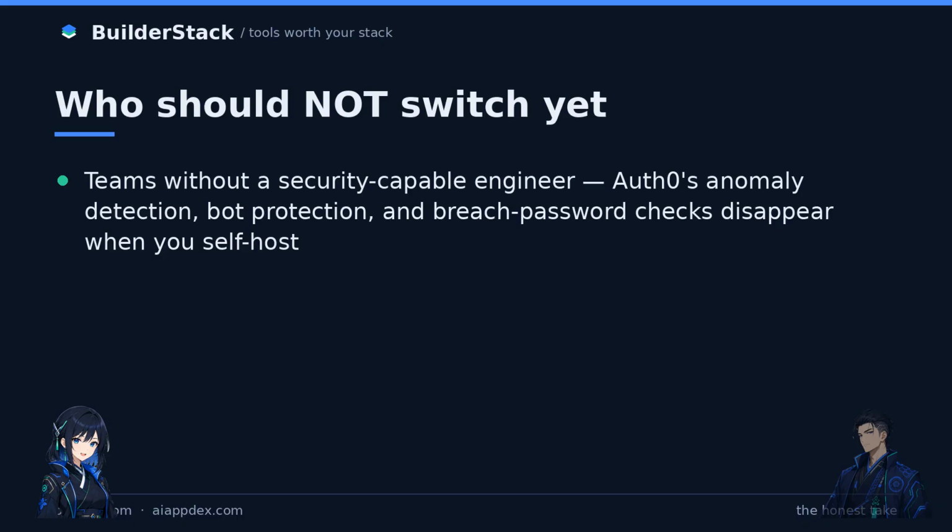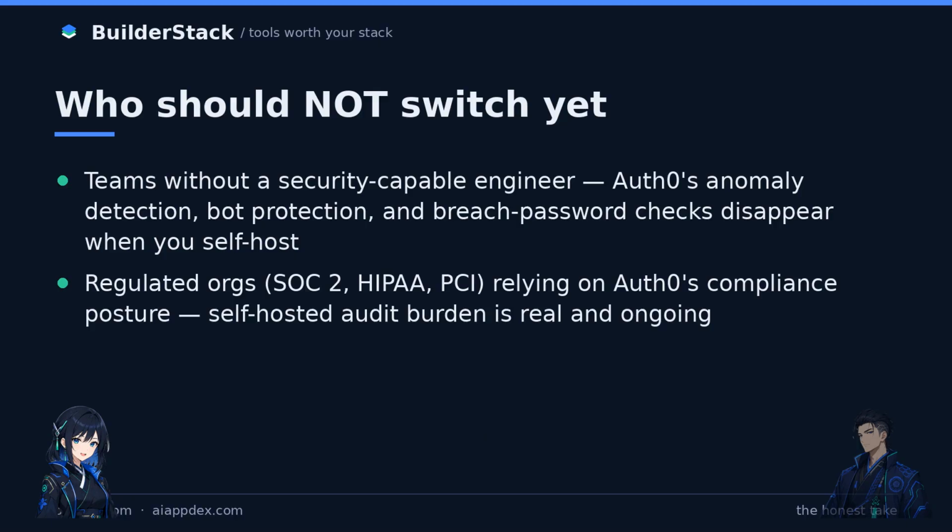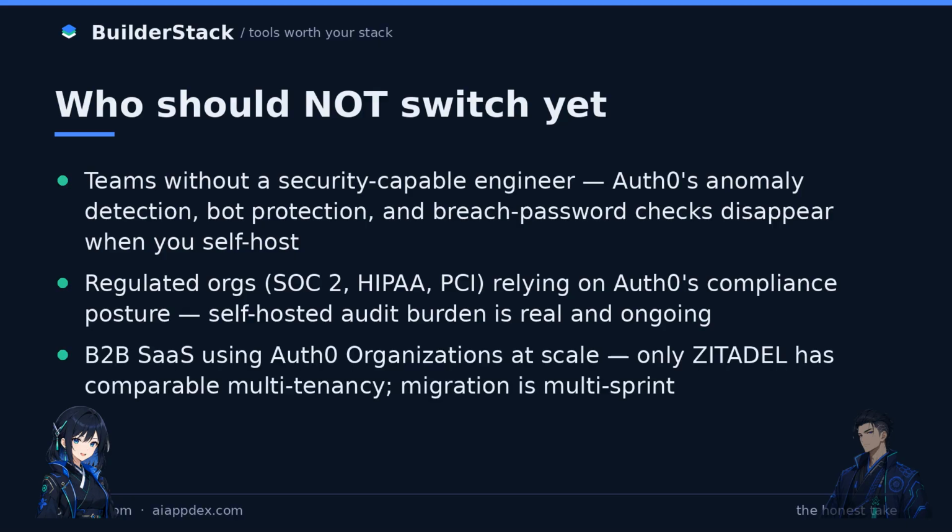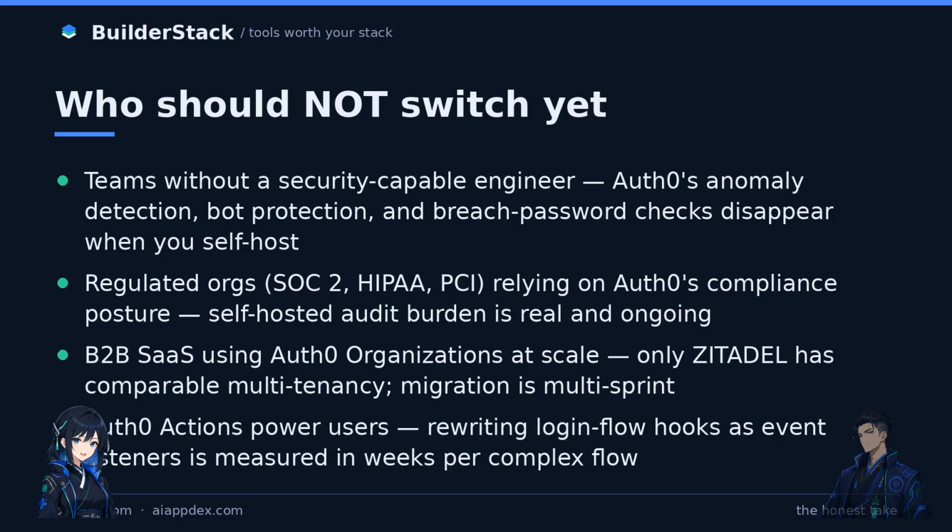Now the part that matters most. Who should stay on Auth0 and not touch any of this? First, and most important, any team that doesn't have an engineer who can own identity security long-term. Auth0's anomaly detection, bot protection, and breached password checks run silently and need no configuration. Dropping them without a deliberate replacement means a concrete regression in your security posture, even if everything else is running fine. Second, regulated organizations with SOC2, HIPAA, or PCI dependencies on Auth0's compliance posture.